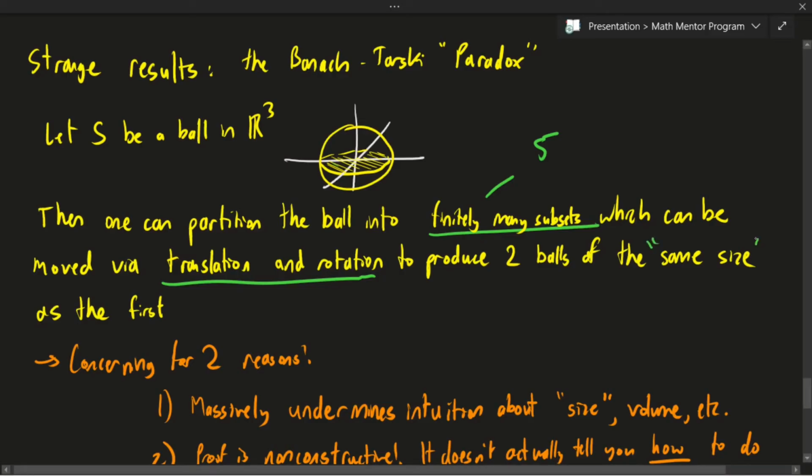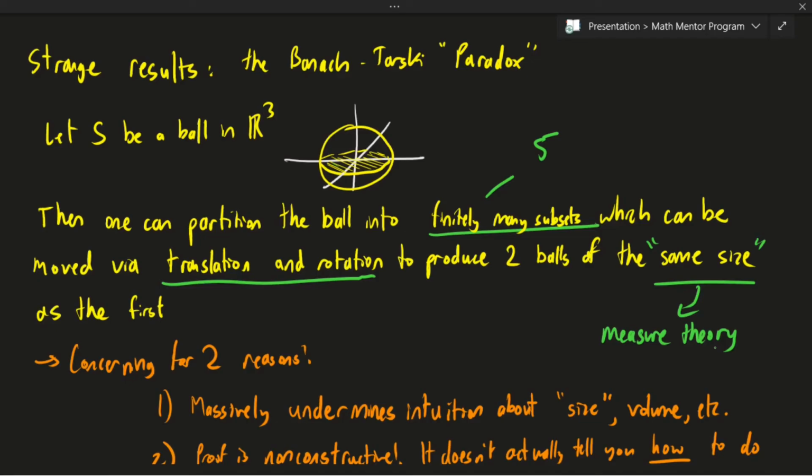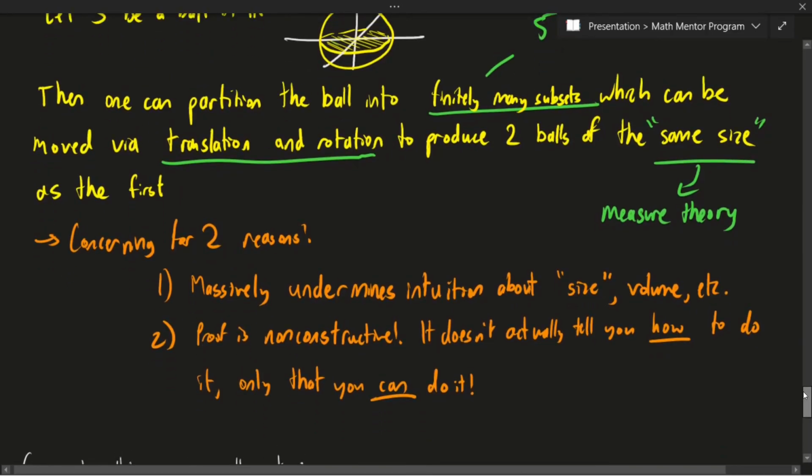Now, what is meant by same size? This is actually specified in measure theory. And of course, we're not going to go into a deep course in measure theory that would allow us to actually parse through this proof. But the point is to understand that this paradox is the cause of a lot of concern for people who are trying to decide whether or not to use AC in their mathematics. It's concerning for 2 reasons, actually. The first one is that it massively undermines our intuition about size, volume, and etc.